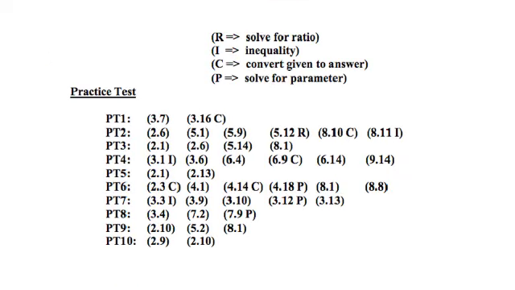These are problems in the SAT official guide, the Blue Book, where you could find these types of problems. The notation here is practice test 1. This is section 3, problem 7, section 3, problem 16, and these notations: R is a ratio problem, I inequality, C converting given to answer, and P solving for a parameter. You may want to save some of these to do as complete tests, but the rest you can use to practice these types of problems.